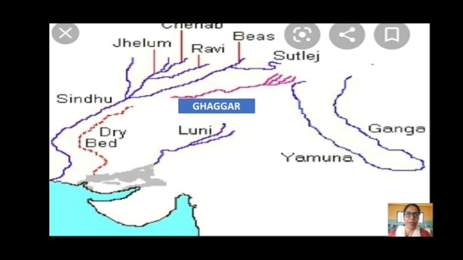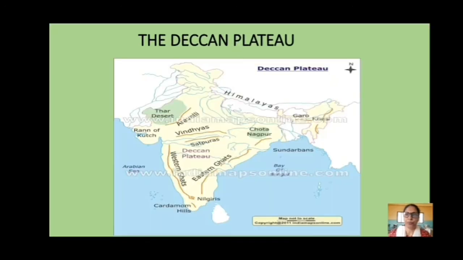The next, the Deccan Plateau. The region between the east and the west coast of India tapers off to the south. This region has the Arabian Sea to its west, the Indian Ocean to its south, and the Bay of Bengal to its east. A region thus bound by the sea on three sides is called a peninsula.